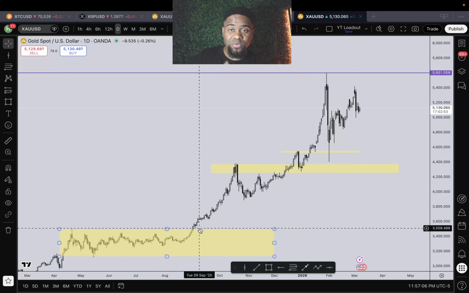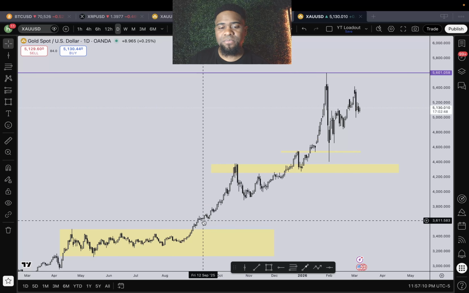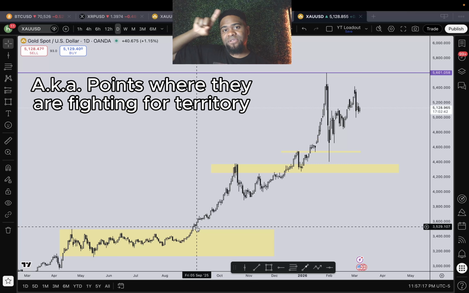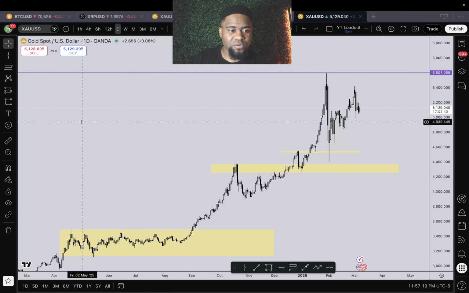Now, what you could have been doing is scaling in, finding new opportunities. So what does it mean to scale in? It means that as the markets are going up and buyers are taking over, there are points where sellers try to kick back in for a bit and then buyers take over again. That's what I'm looking for.